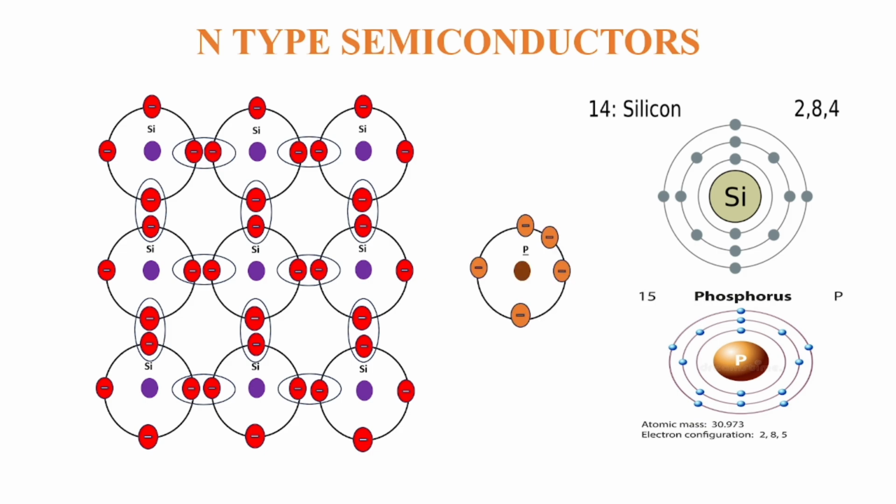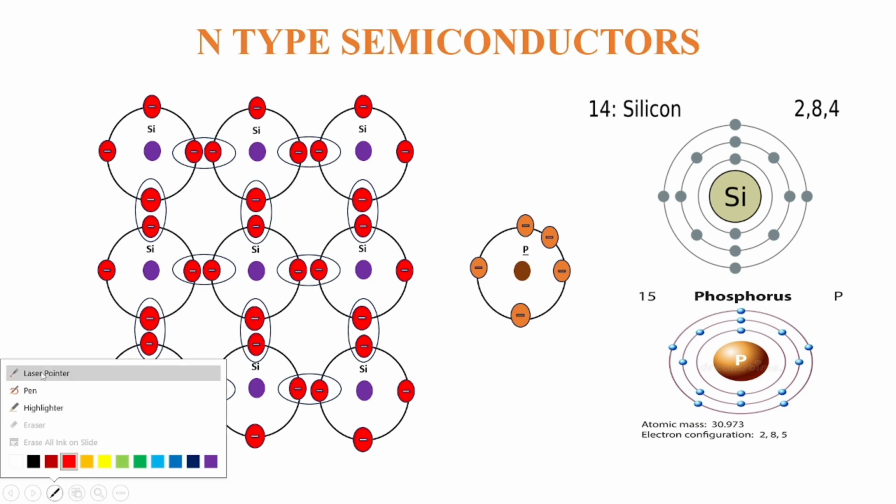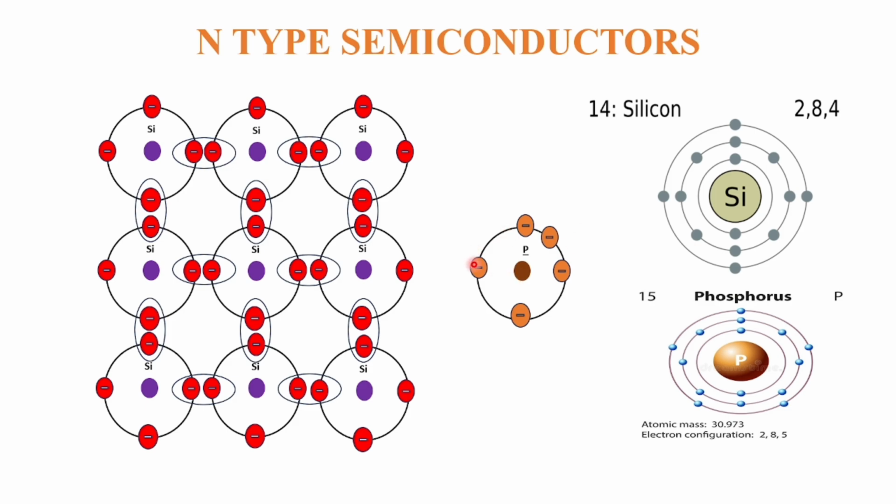Right. Now let's look at the valence shell of the phosphorus atom. It has 5 electrons in its outermost shell. Now when we use this to dope the pure silicon structure, it is going to bond with 4 other silicon atoms in equivalent bonds, leaving one of its electrons unbonded. Now this electron will be in the conduction band.